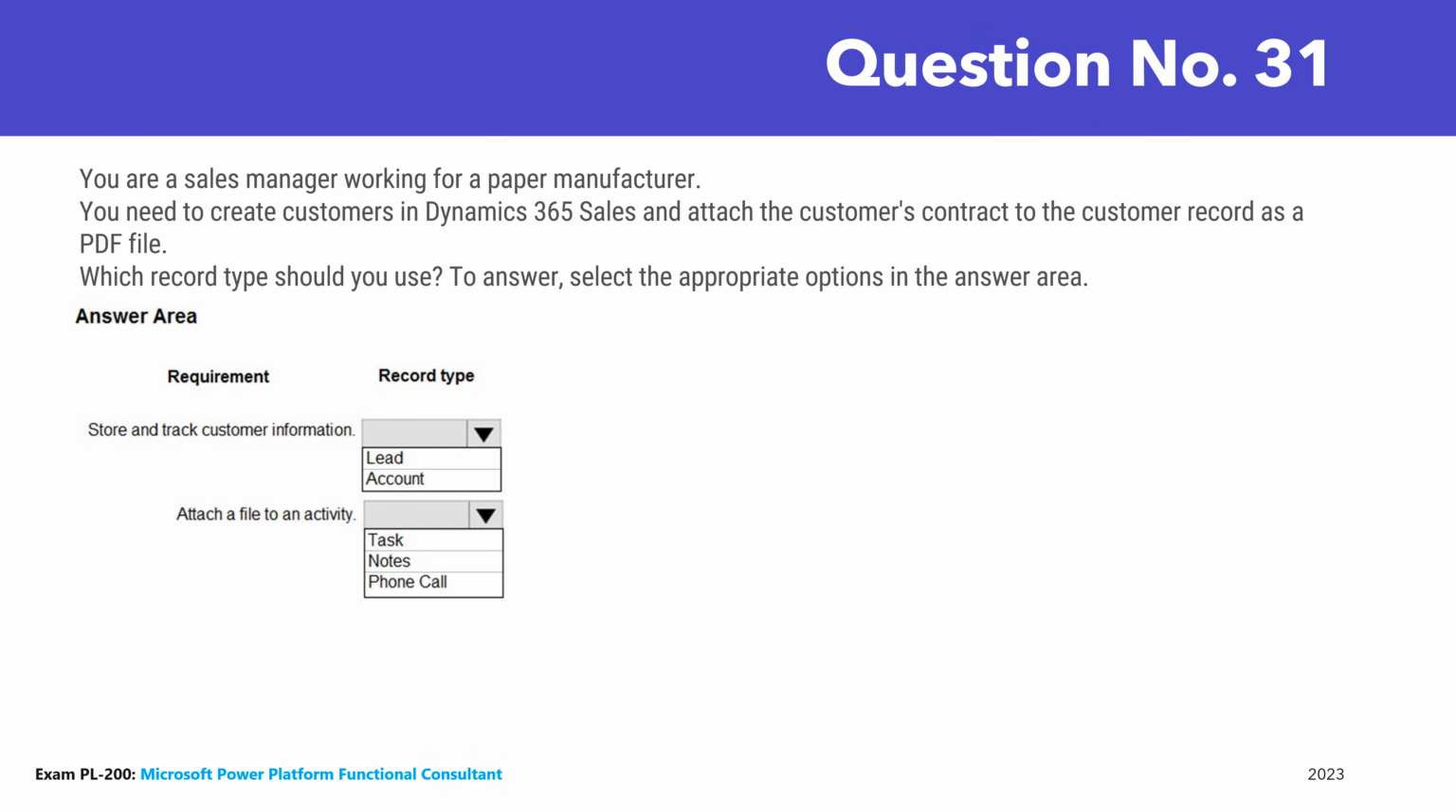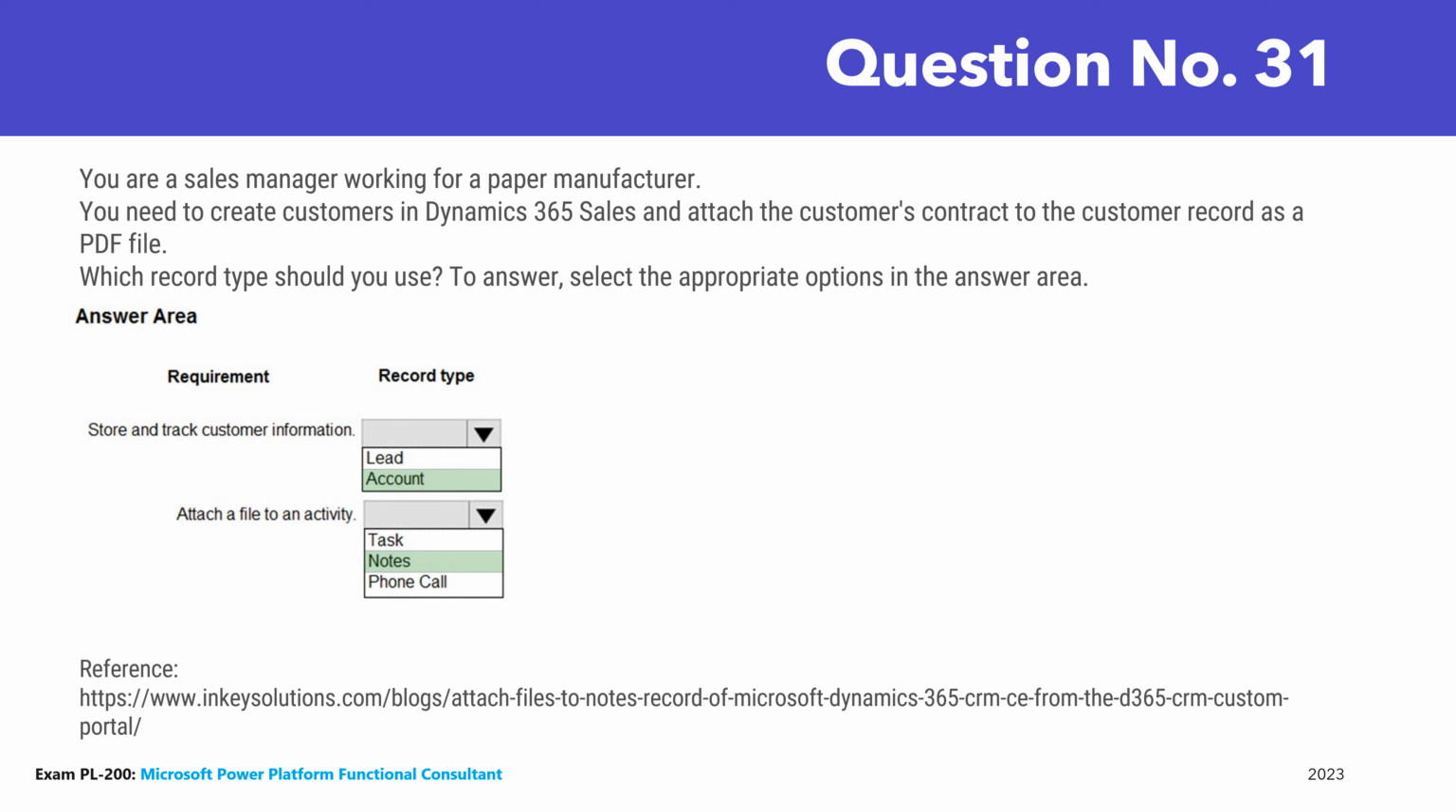You are a sales manager working for a paper manufacturer. You need to create customers in Dynamics 365 Sales and attach the customer's contract to the customer record as a PDF file. Which record type should you use? To answer, select the appropriate options in the answer area. Requirement: store and track customer information. Record type: account. Requirement: attach a file to an activity. Record type: notes.